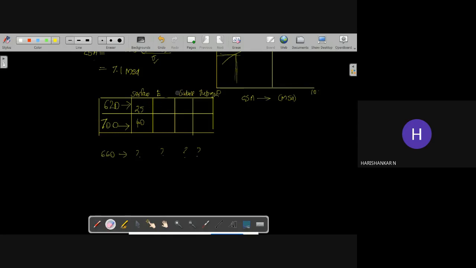Okay, base and sub base. Binder course, base course, and sub base. So here it is in between some 25 and 40. So for that purpose you have to draw the graph for each individual layer. Okay, for 620 you will have a value, and for 700 you will have another value. For 620 you are having the value of 25, and for 700 you are having the value of 40.